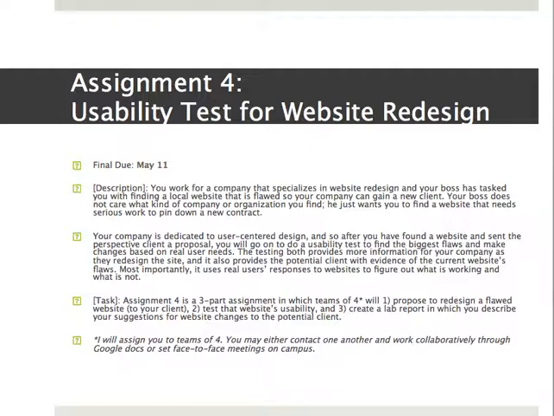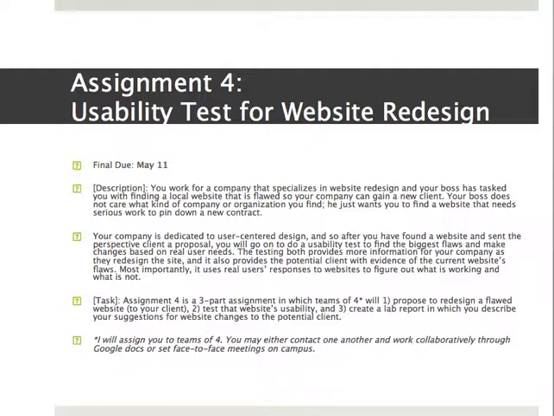Your company is dedicated to user-centered design, and so after you found a website and sent the prospective client a proposal, you will go on to do a usability test to find the biggest flaws and make changes based on the user's needs. The testing both provides more information for your company as they redesign the site, and it also provides the potential client with evidence of the current website's flaws. Most importantly, it uses real users' responses to the website to figure out what is working and what is not.